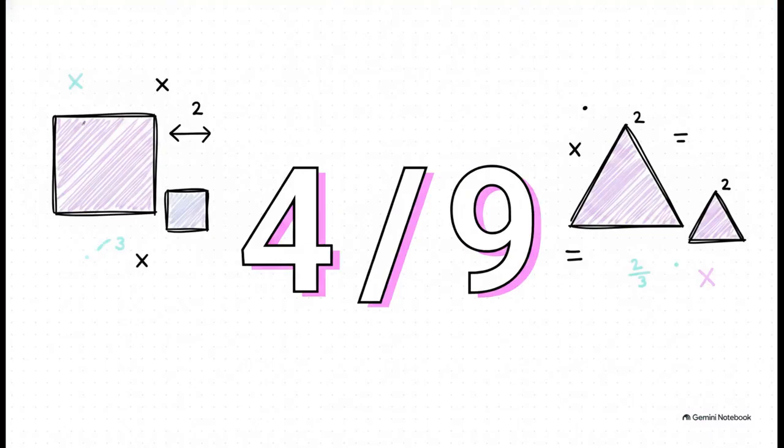Did you get 4/9? If so, you nailed it. Remember, you have to square the scale factor. You square the numerator, so 2 times 2 is 4, and you square the denominator, so 3 times 3 is 9. If you got that right, you have successfully grasped the area of similar polygons theorem.